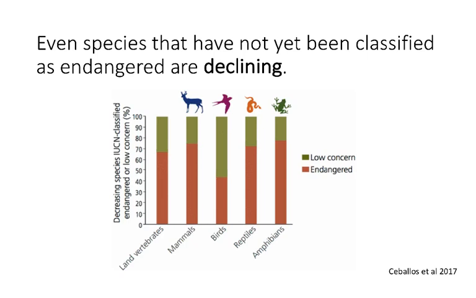So in this graph from another paper by the same author, but more recent, we have different groups of organisms on the x-axis, so land vertebrates, mammals, birds, reptiles, and amphibians. The y-axis here is decreasing species. So in other words, out of these land vertebrates, how many of those are decreasing in terms of their population size? And then the colors of the bar indicate whether that species is already considered endangered, which is shown in the rust reddish colored portion of the bar, or whether they're technically still considered low concern.